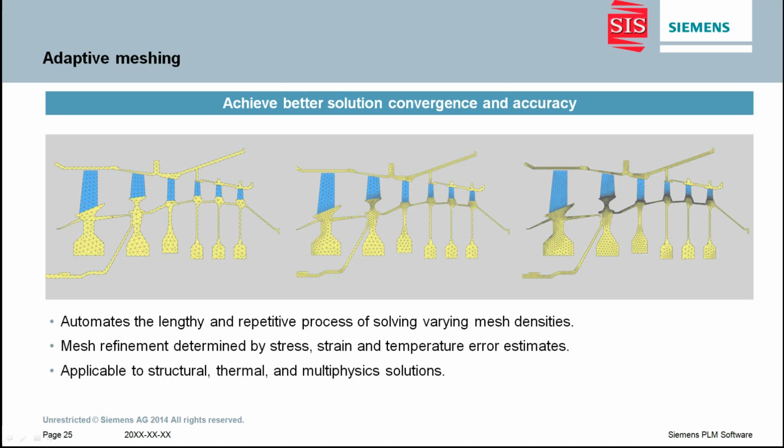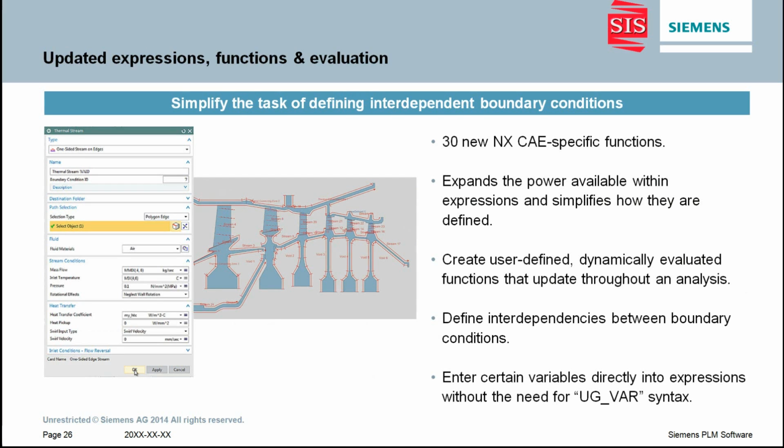NX 10 introduces a new adaptive meshing capability for better solution convergence and solution accuracy of structural, thermal, and multiphysics solutions. Adaptive meshing automates the lengthy and repetitive process of running multiple finite element analyses with different mesh densities. The mesh refinement is determined by stress, strain, and temperature error estimates associated with element stress and strain discontinuities. Based on these error estimates, the software identifies critical regions in the model which become the target for further refinement of the mesh in subsequent iterations.